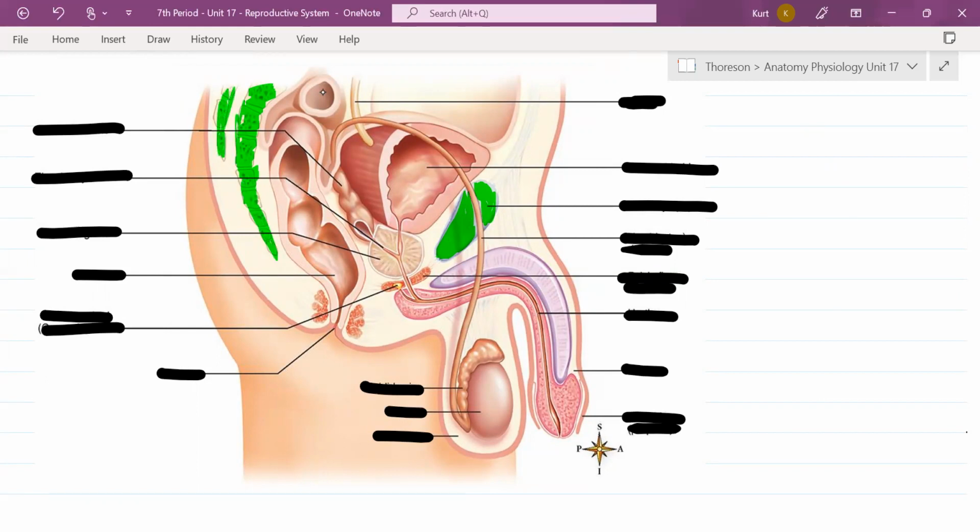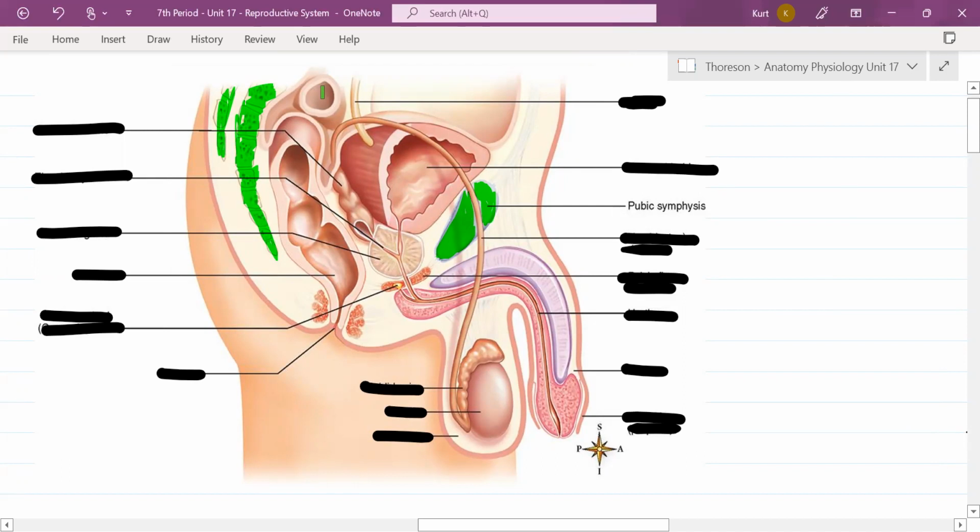The reason why it's hollow is because your spinal cord goes in it. I kind of just gave it away. What did I just highlight in green? What system? This is the skeletal system. What is in the front or the anterior? This is the pubic bone or the pubic symphysis. The pubic symphysis is just where the left hip and the right hip come together in the front. Symphysis means to come together.